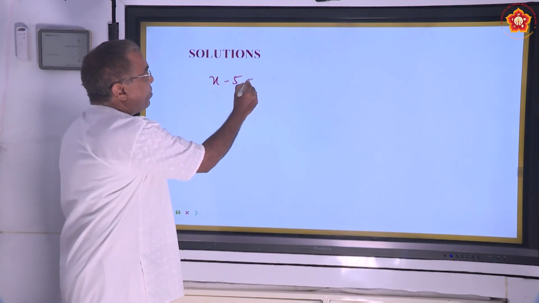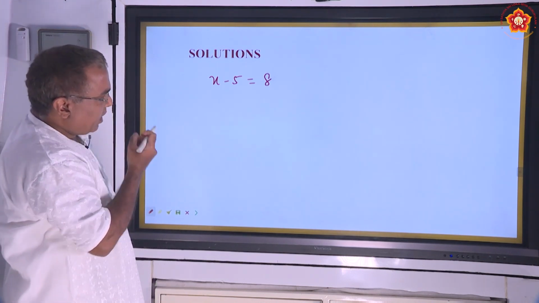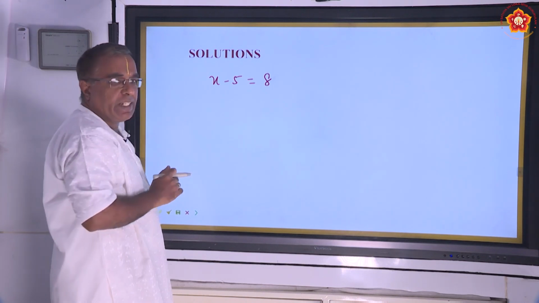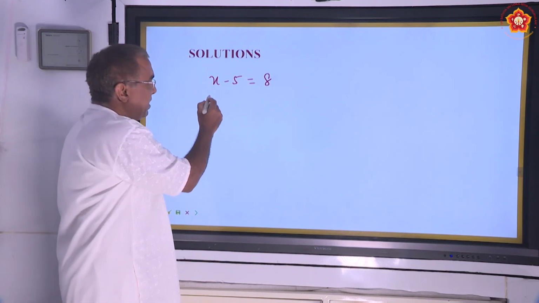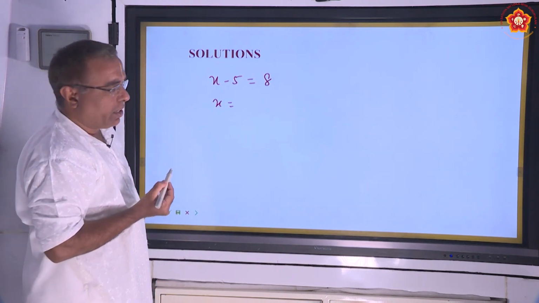x minus 5 equals 8. So, as I told you earlier, keep the variable terms alone on the left hand side. Which are the variable terms here? x, that alone you keep on the left hand side. All the other terms you will bring to the right hand side.